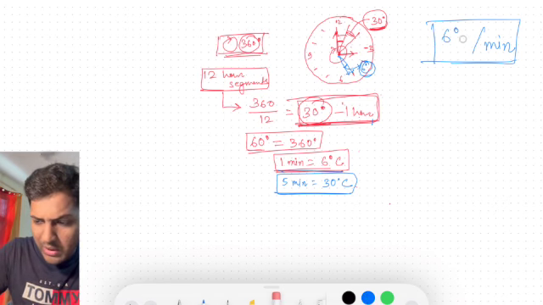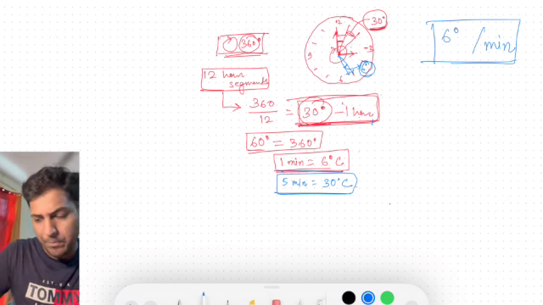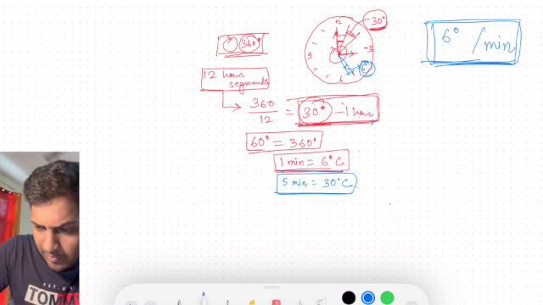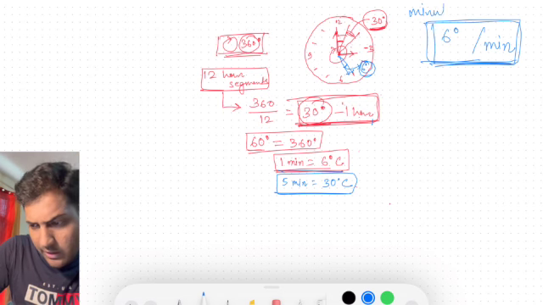Yes, so minute hand, this is the speed of minute hand. Minute hand speed.